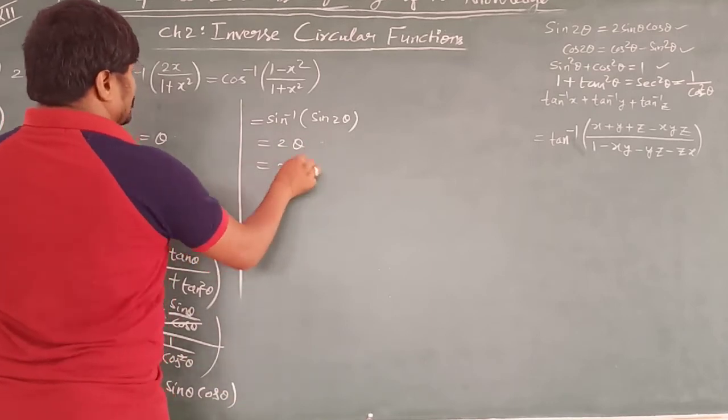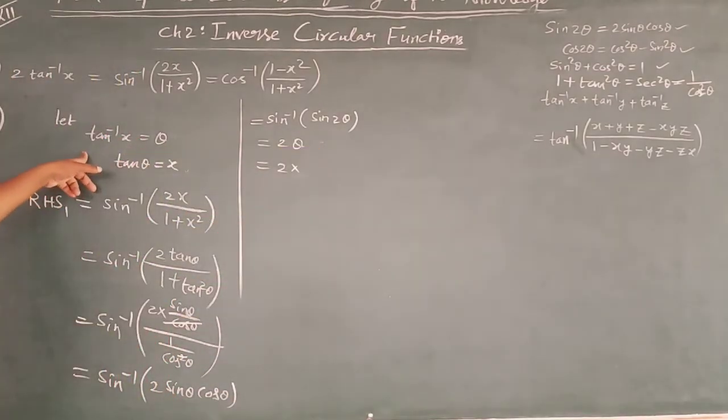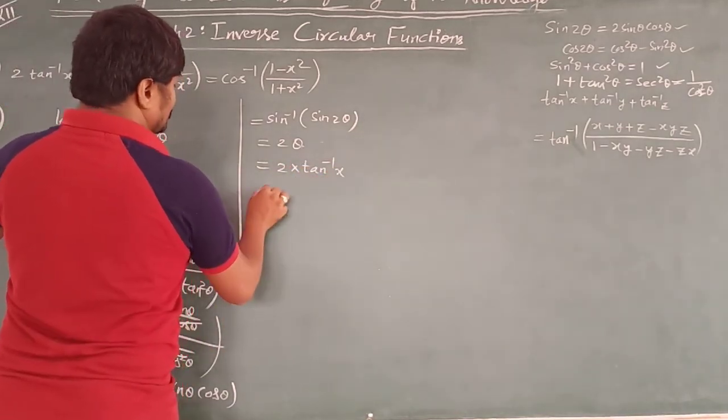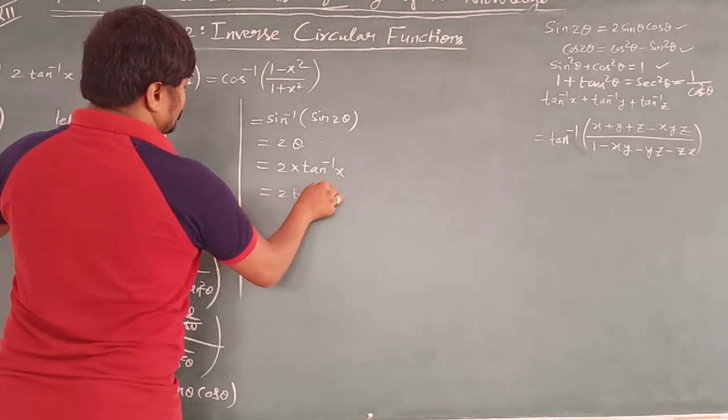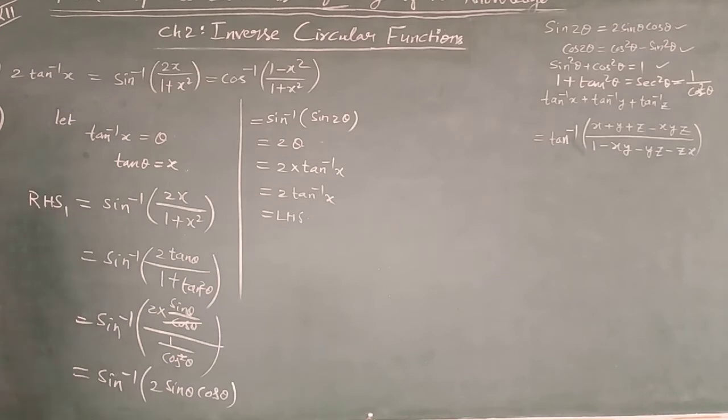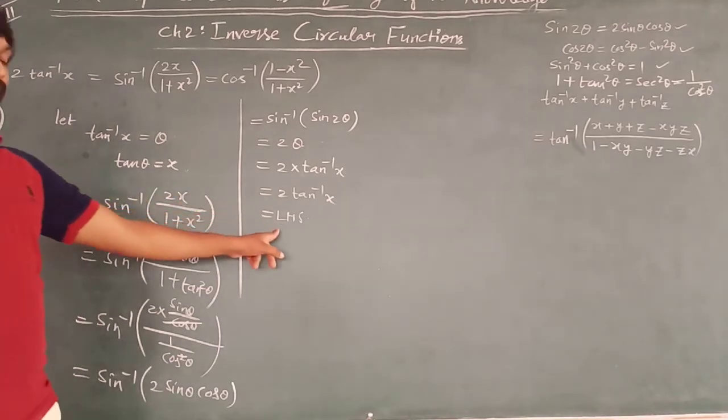Then 2 into theta, and theta is nothing but tan inverse x. So write 2 into tan inverse x. That is nothing but 2 tan inverse x, which is your LHS. So now RHS1 is equal to LHS, proved.